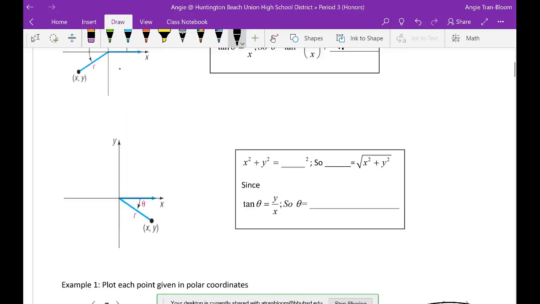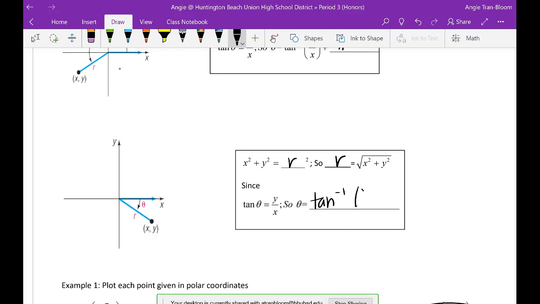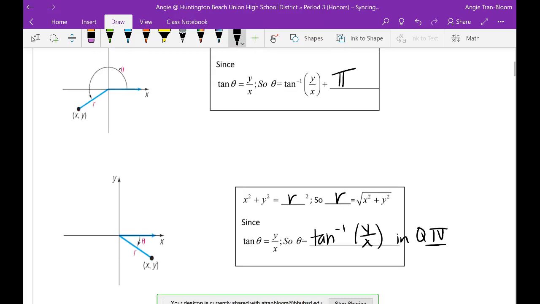How about if you have a dot in quad 4? Do I have to worry? No, because tangent will totally give you something in quad 4. That's not a big deal. So what's different in quad 2 and quad 3? Add a pi.